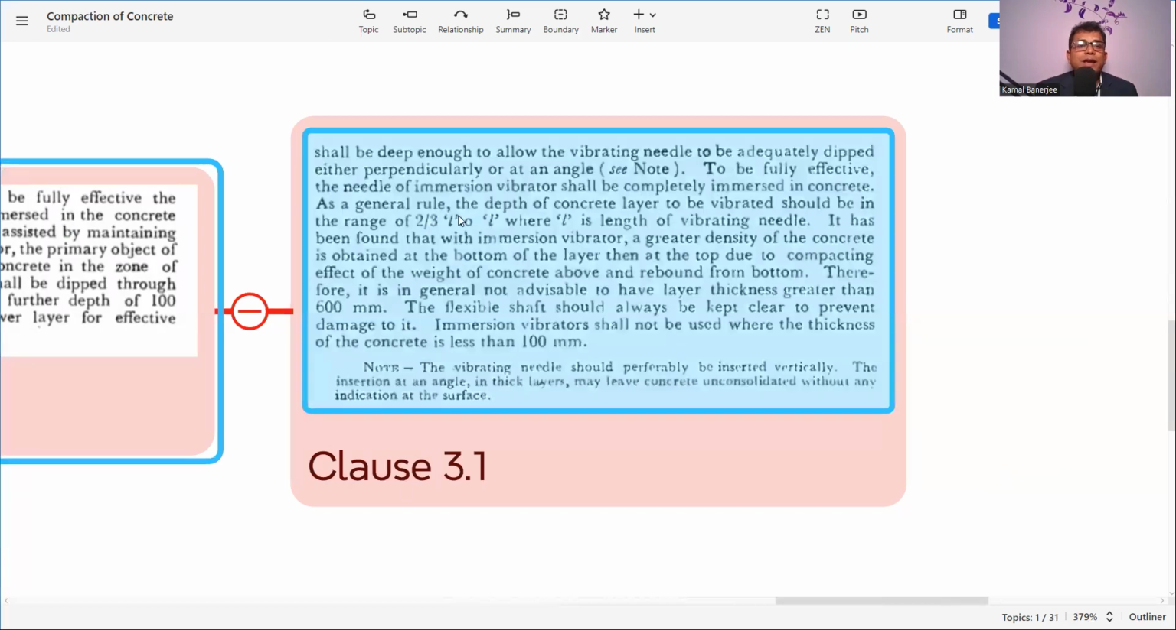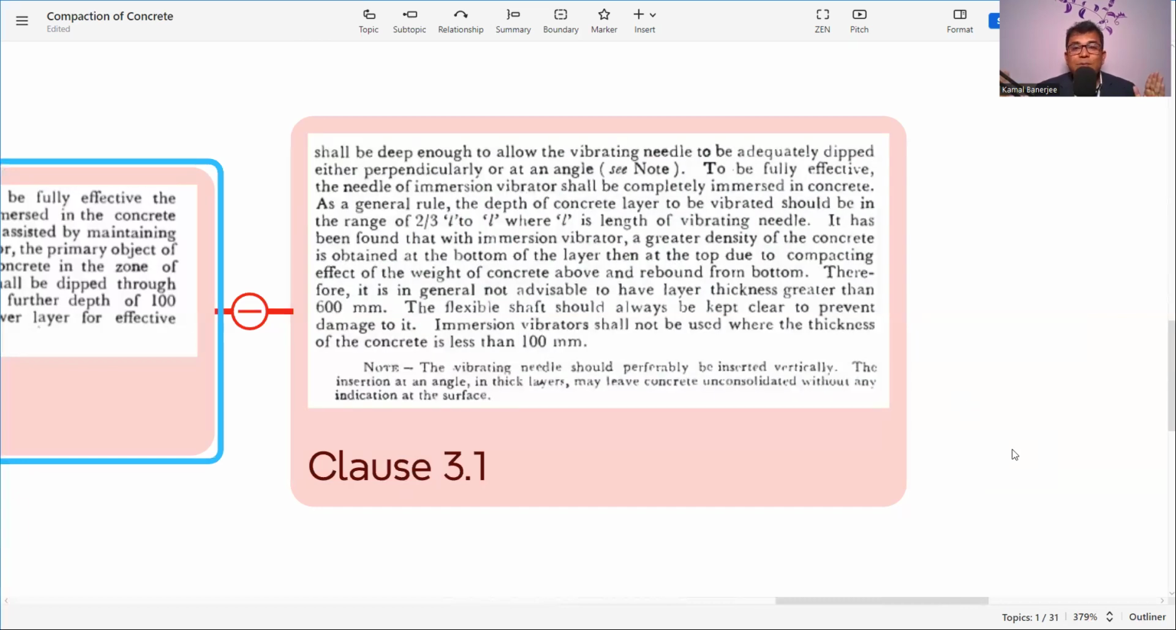Then to be fully effective, the needle of the immersion vibrator shall be completely immersed in the concrete. As a general rule, the depth of concrete or layer to be vibrated should be in the range of 2/3 L or L, where L is the length of the vibrating needle. So what is the vibrator needle length? Maximum 2/3 L will be inserted inside the concrete. So keep in mind, whenever you are doing compaction, 2/3 L of the vibrator needle should be inserted, the height maximum 600 mm, and it should always be vertical.